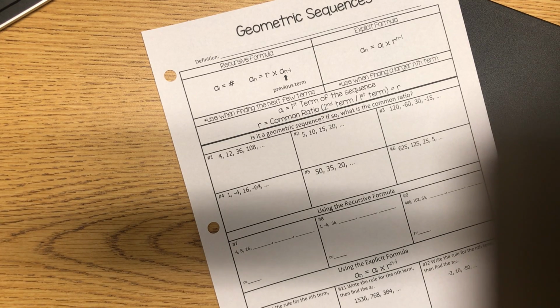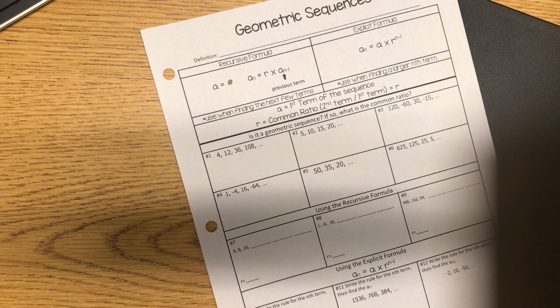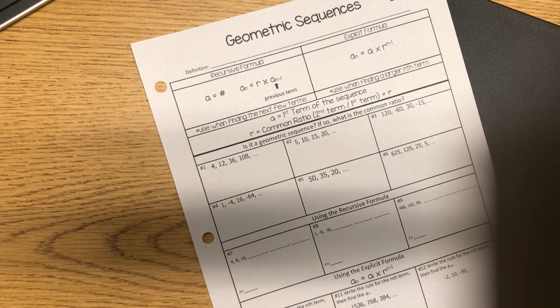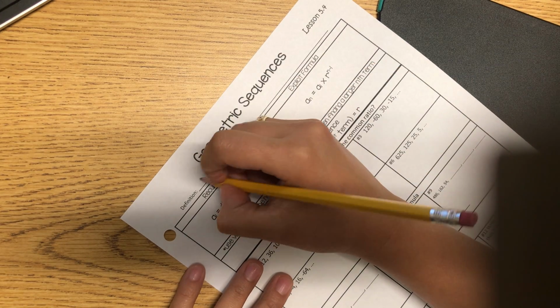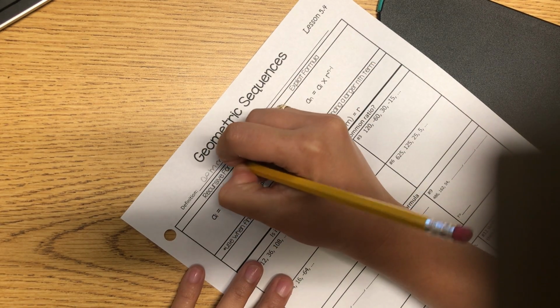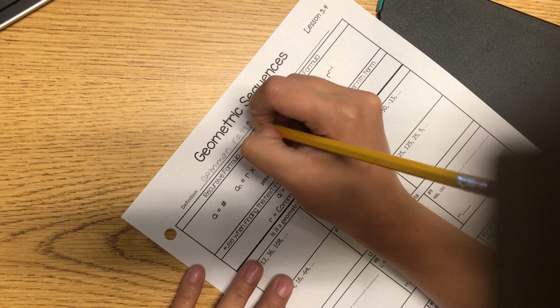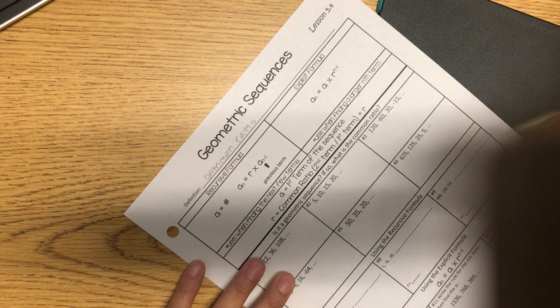So, we've already talked about arithmetic sequences. Arithmetic sequence is when you have a common difference, which means you're adding or subtracting in the same pattern. Whereas geometric sequences have a common ratio. And this common ratio is what you're multiplying by each time in the sequence.